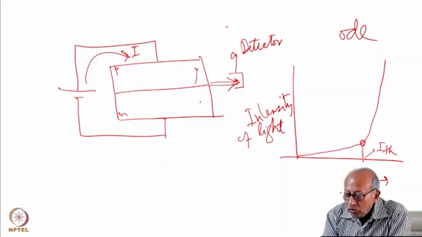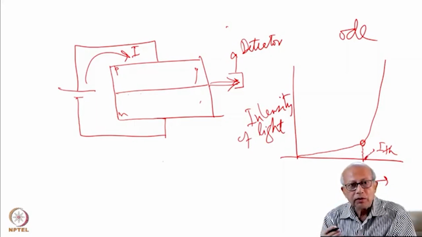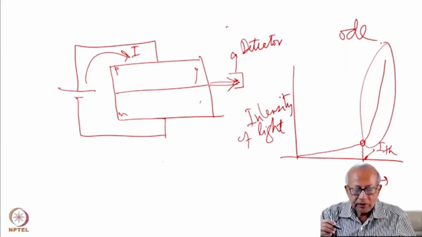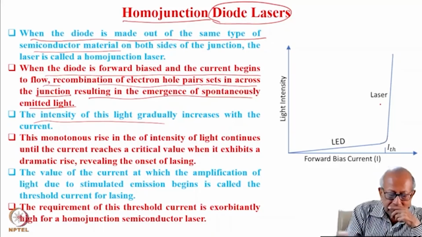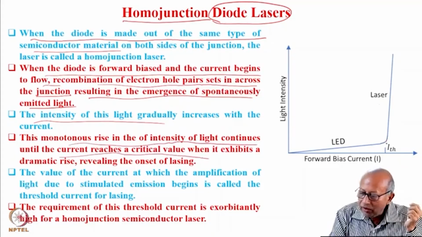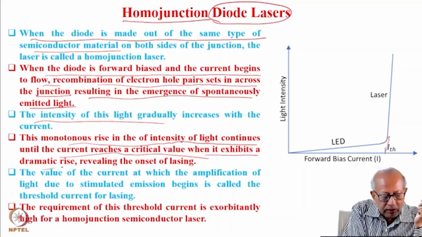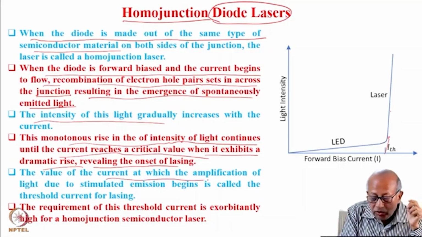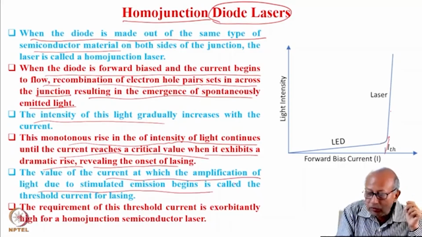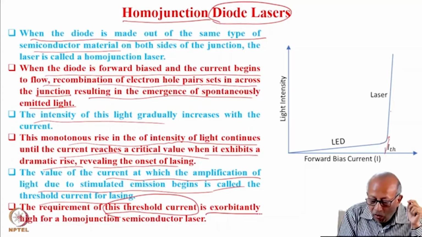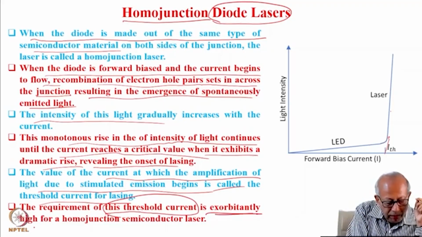So this is the threshold value of current at which population inversion has been created, setting up the process of lasing. The intensity of light gradually increases, a monotonous rise that continues until the current reaches a critical value, when it exhibits a dramatic rise, revealing the onset of lasing. The value of the current at which the amplification of light due to stimulated emission begins is called the threshold current for lasing.